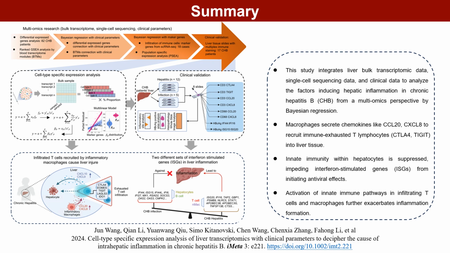Summary: this multi-omic study integrates liver bulk transcriptomic data, single-cell sequencing data, and clinical data to analyze the factors inducing hepatic inflammation in CHB. It suggested that macrophages secrete chemokines to recruit immune-exhausted T cells. Innate immunity within hepatocytes is suppressed. Activation of ISGs in T cells and macrophages further exacerbates inflammation.